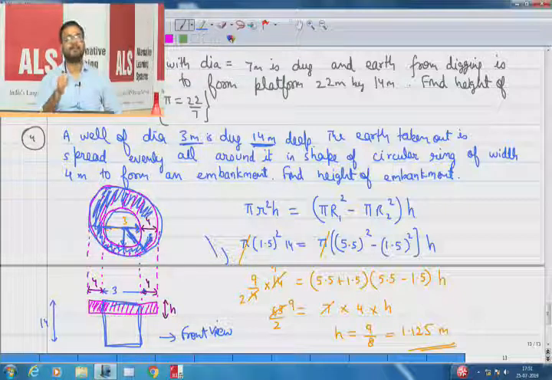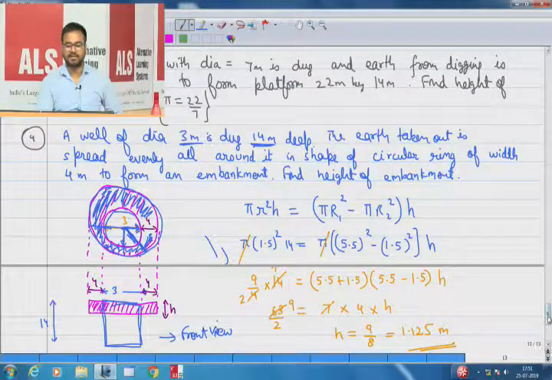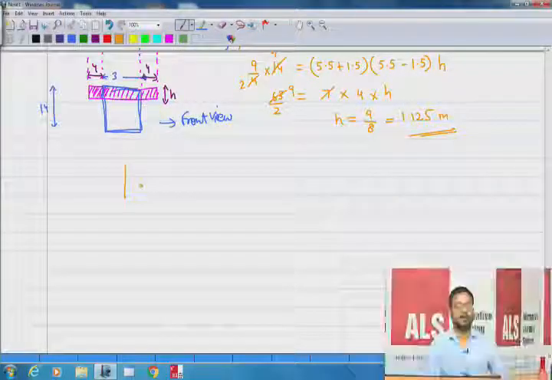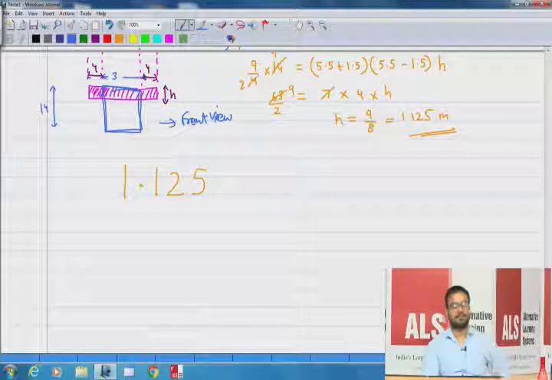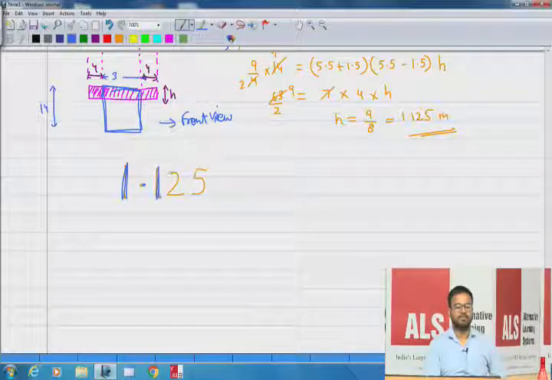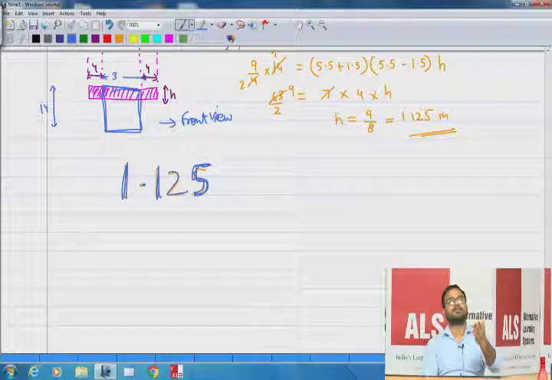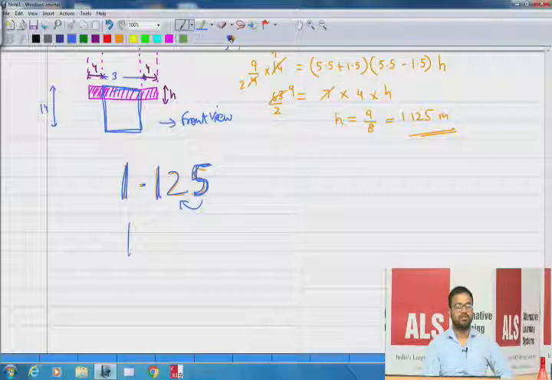Approximate means, suppose I ask you to approximate it up to 2 decimal places. If you are going to see the approximation rule, if your answer is 1.125 and I want you to approximate it up to 2 decimal places, you have to see what is the digit in the third place. If it is 5 or greater than 5, then you add 1 to the previous digit. So it will become 1.13 up to 2 decimal places.